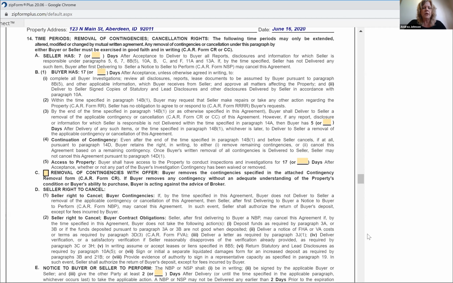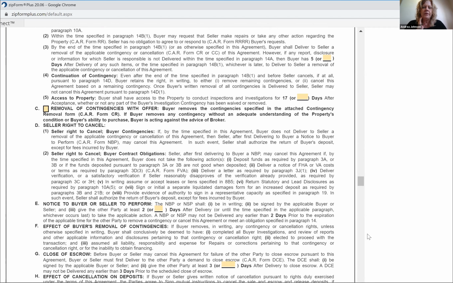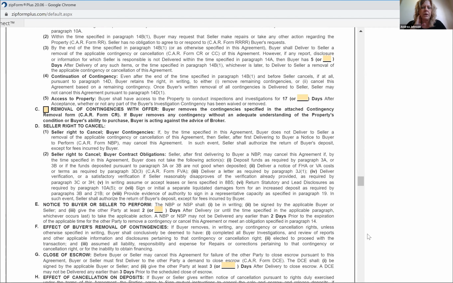So moving down to 14B2, within the time frame that has been agreed upon there, specified, buyer may request that seller make repairs or take any other action regarding the property. And the form to be used for that is CAR Form RR, request for repairs.